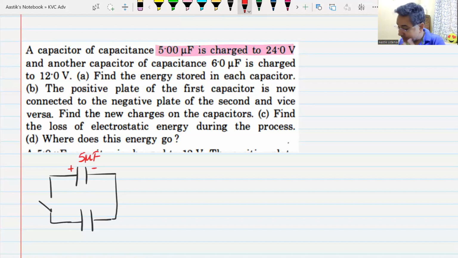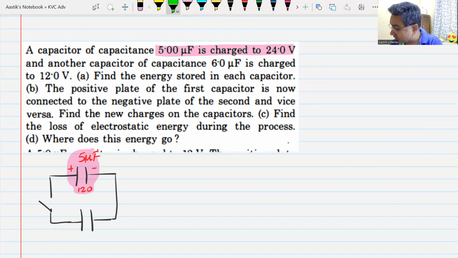The charge on this capacitor will be 5 multiplied by 24. How much is 5 multiplied by 24? 120, sir. 120. Okay, so this is your pink capacitor.